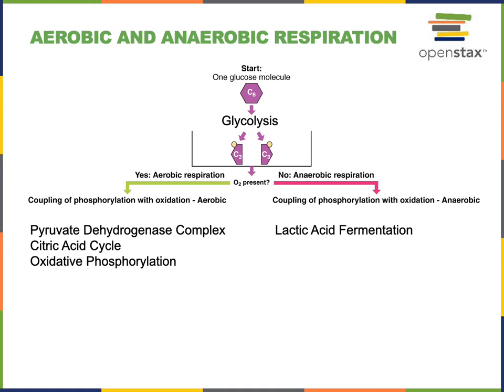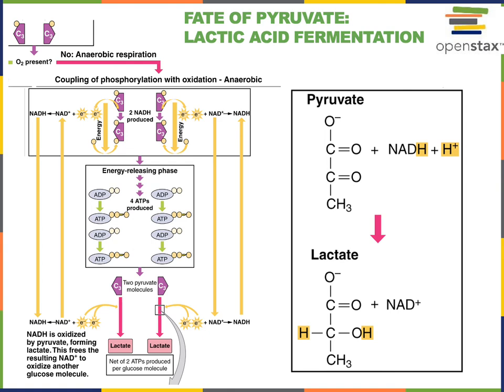However, if there is not sufficient oxygen available to run aerobic cellular respiration, or the cell does not contain mitochondria, ATP can be generated with anaerobic cellular respiration, where pyruvate will enter into lactic acid fermentation. Lactic acid fermentation will reduce pyruvate to form lactate or lactic acid. Lactic acid and lactate are the conjugate acid base pair, so they're easily interconvertible.